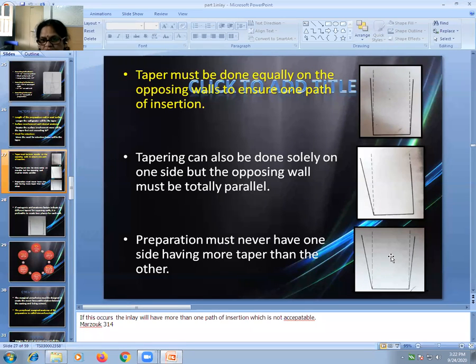But it should not be unequal. Means it should not be that one has more taper and the other has less taper. It should not be like that.